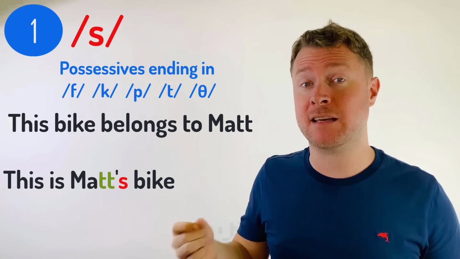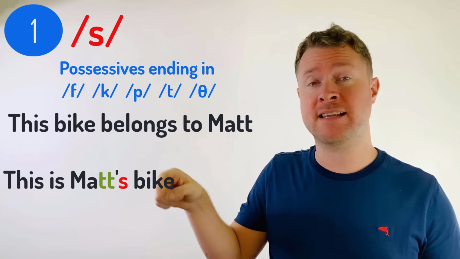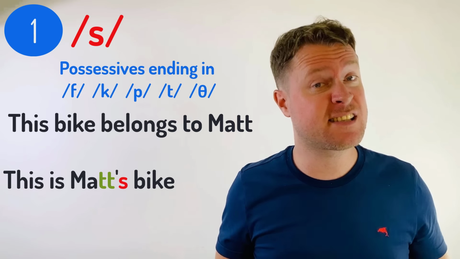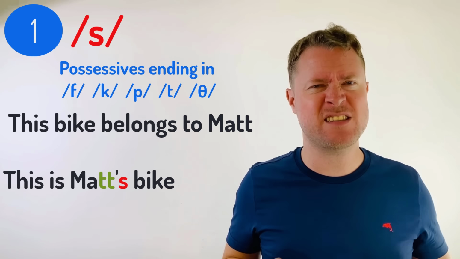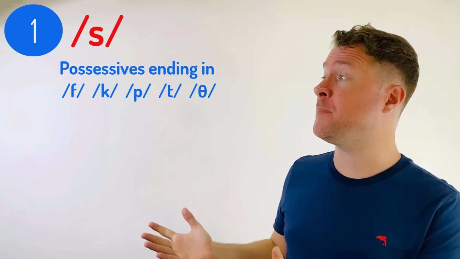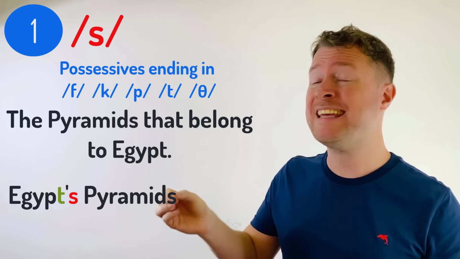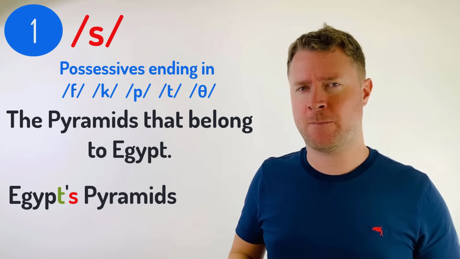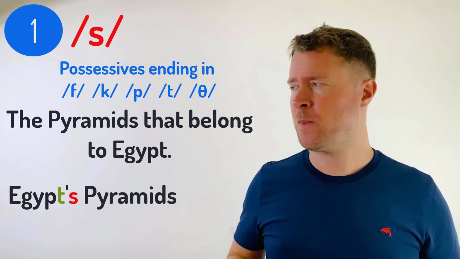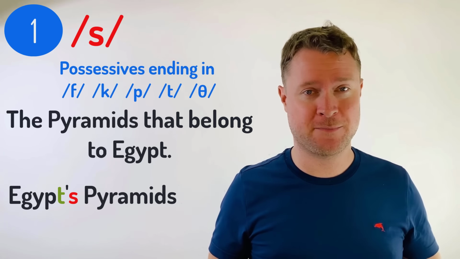And because Matt ends in T, the next letter S will be pronounced S. Matt's bike. This is Matt's bike. The pyramids that belong to Egypt, we can just say Egypt's pyramids. Egypt's pyramids. Okay?